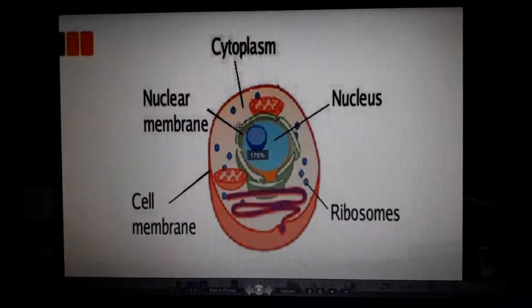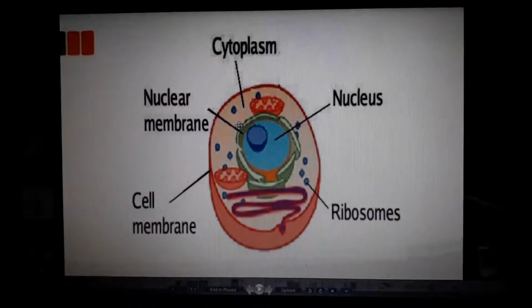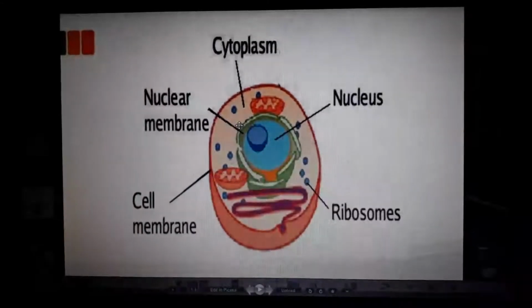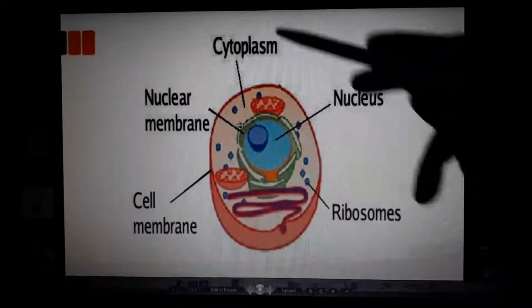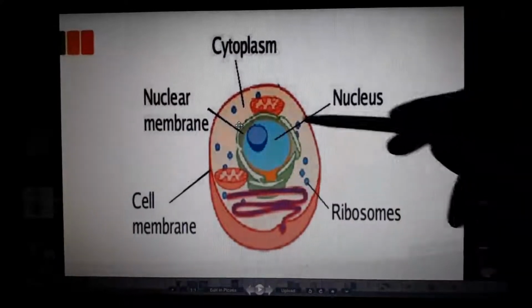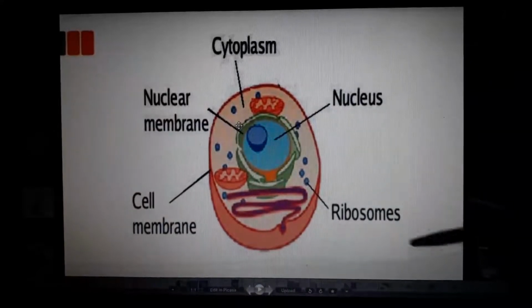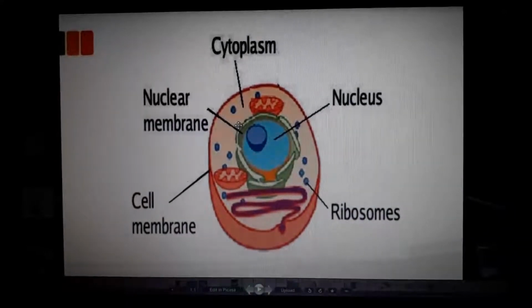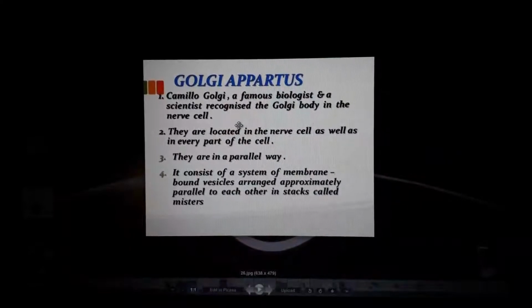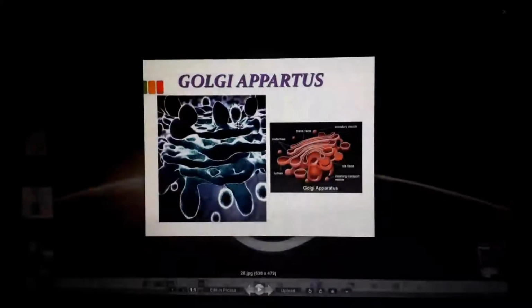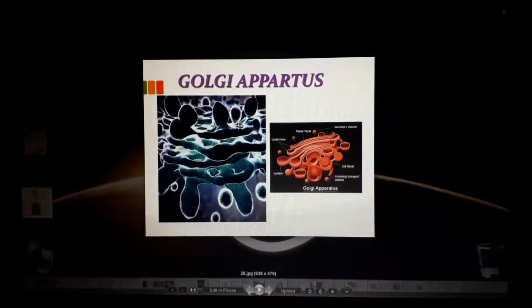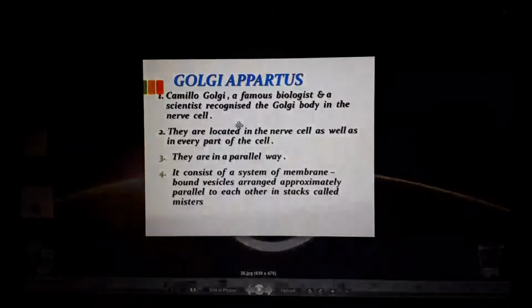Here we can see the cell membrane, the outside part; the nuclear membrane, the outside part of the nucleus; the cytoplasm, these free areas in between; the nucleus at the center; and ribosomes are also there. Next one is the Golgi apparatus. Where can we see this Golgi apparatus? See, it almost looks like this. Let's see, where is it?